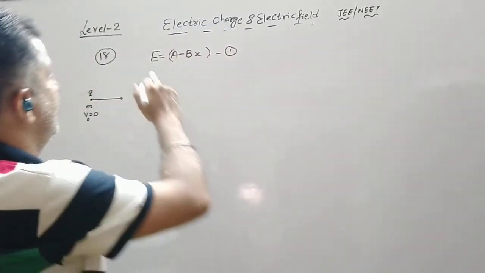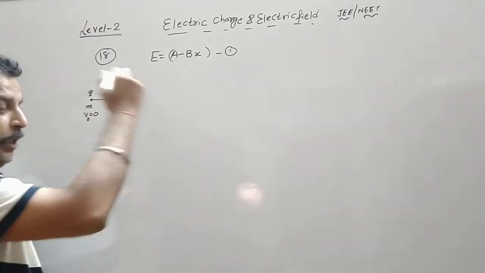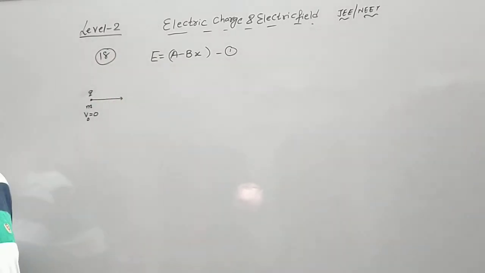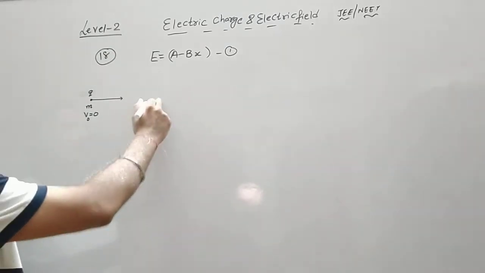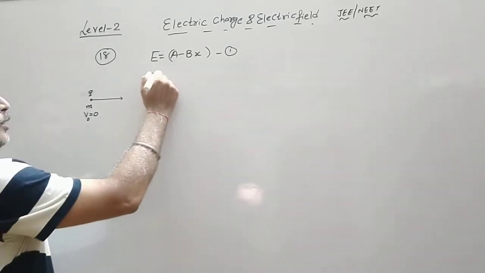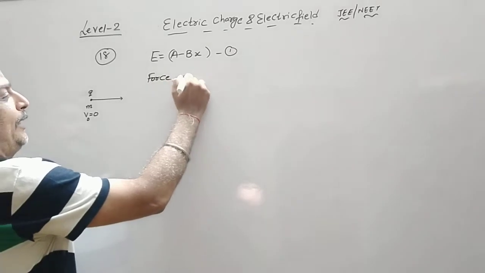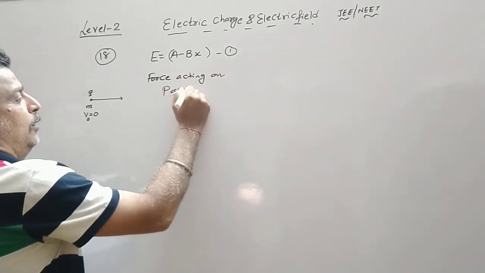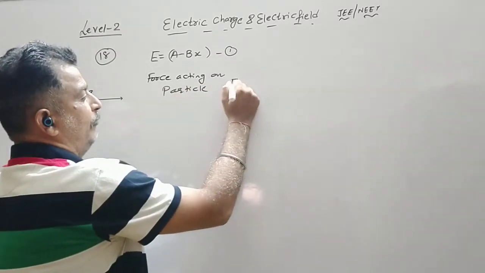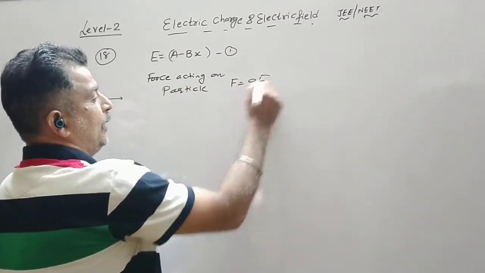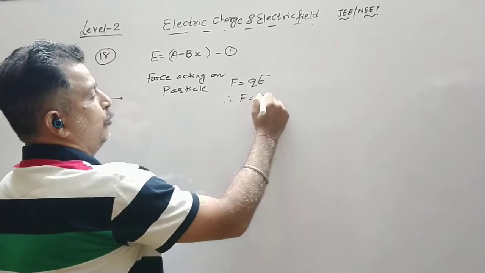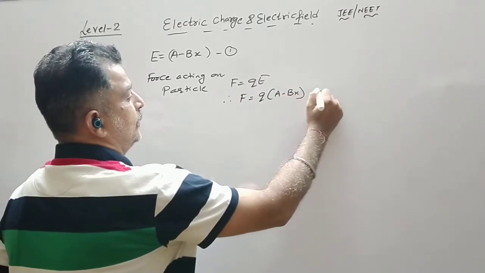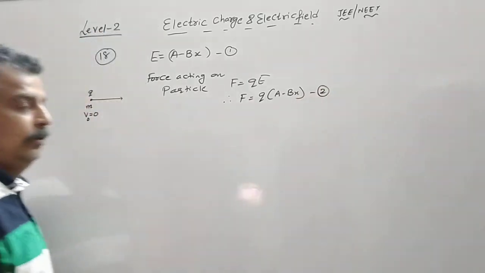Now the electric field is given. From the electric field you can find the force, from force we can find acceleration, and from acceleration we can find velocity. So the force acting on the particle, F, can be written as Q into E. Therefore F is equal to Q times (A minus Bx). This is equation number 2.